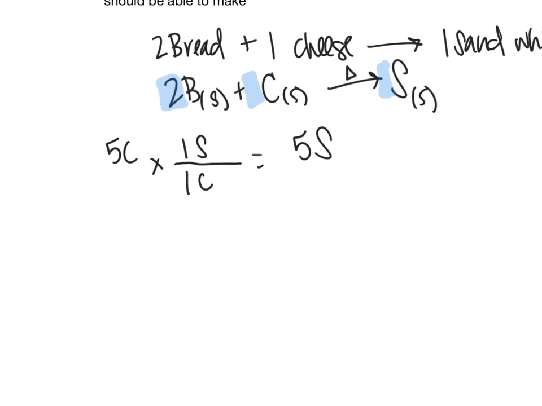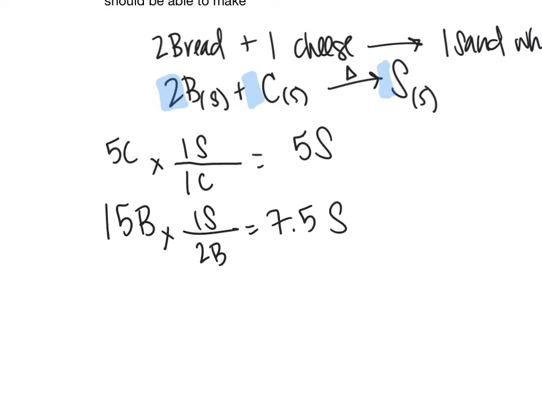So what about if we had instead, let's just say we have 15 bread. So you have 15 bread multiplied by 1 sandwich per 2 breads. That's going to give you 7.5 sandwiches. So we could do this for any components, and we could do this really for any set of equations that we think about.